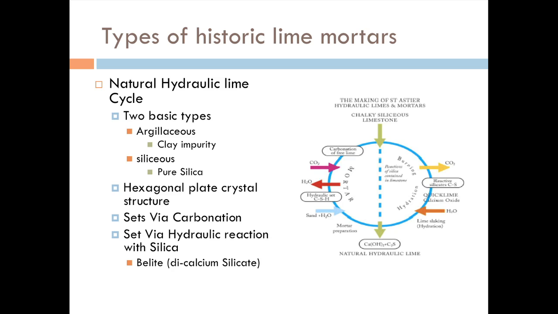It also sets by carbonation, and that, again, that hydraulic reaction with silica. The primary mineral that's formed is belite, or dicalcium silicate. These dicalcium silicates are basic minerals that are formed in modern cements, but this sets much slower. So if you were to use a natural hydraulic lime, it'll have greater early strength, but it's not going to be like cement where you can walk on it the next day. It would be multiple weeks.